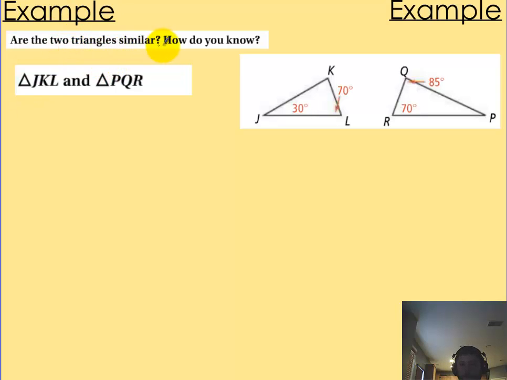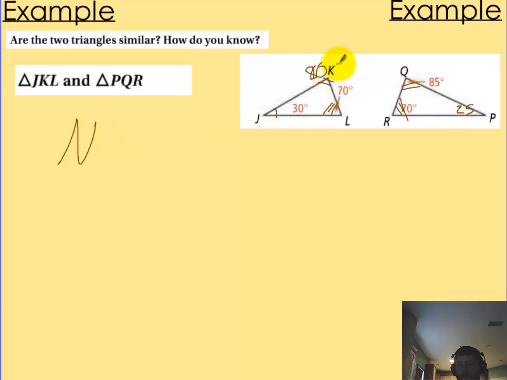Are the two triangles similar? How do you know? JKL is proportional to PQR, so J corresponds to P, K to Q, and L to R. Do we know that they're similar? Well, I know L and J, so K must be the remainder, which is going to be 80. And over here, P must be the remainder. If we've got 55 here, it's going to be 25. Are these triangles similar? No.